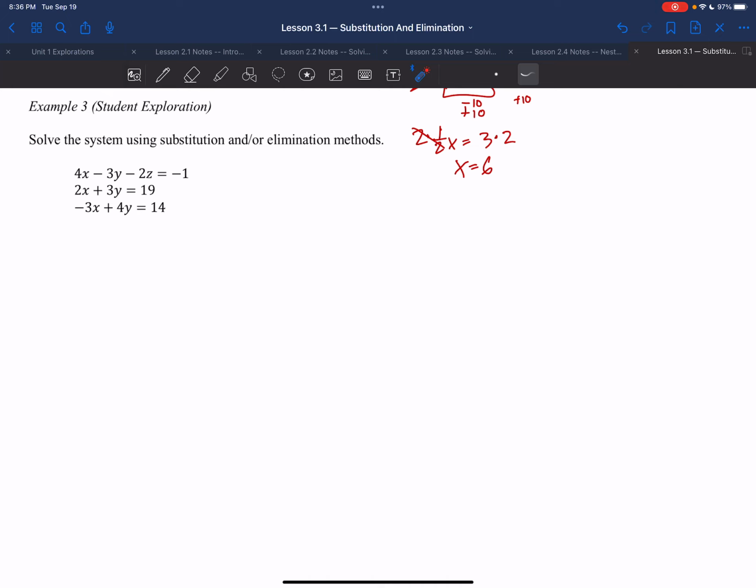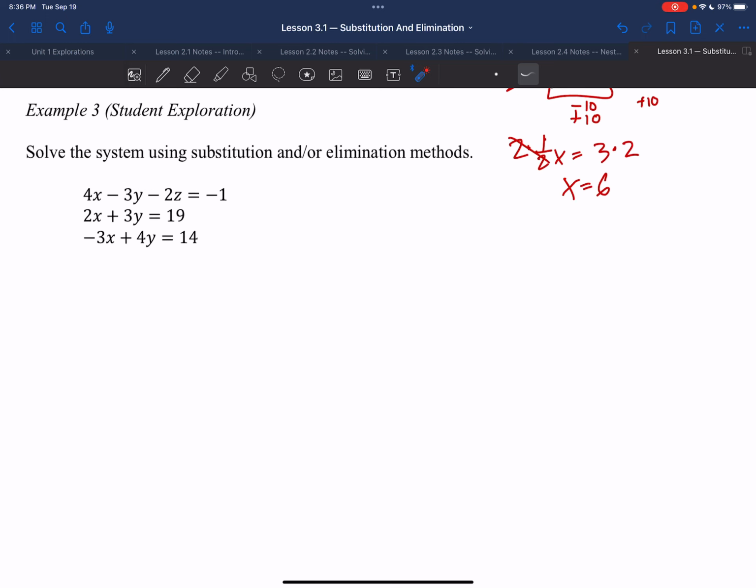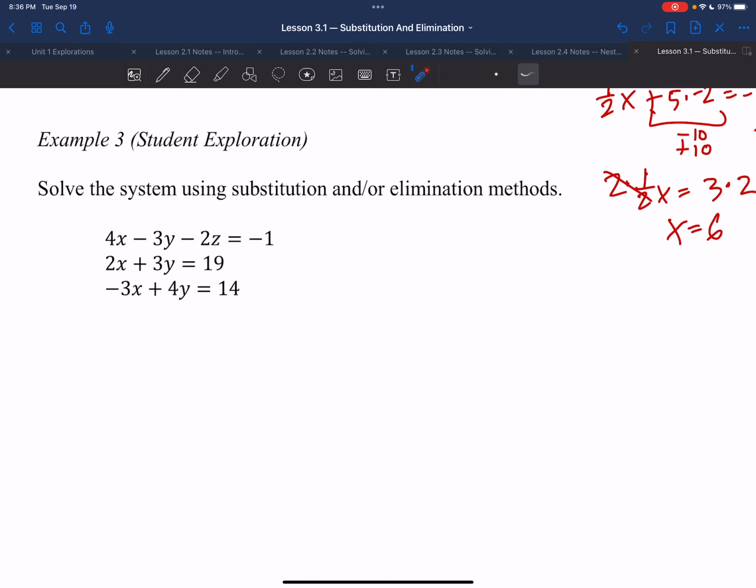So again, this is a student exploration. I do recommend you pause the video and try out this problem here, but I'm going to go ahead and work through it with you and just give a sort of step-by-step explanation of how to approach this. So, example 3. Solve the system using either substitution or elimination methods.